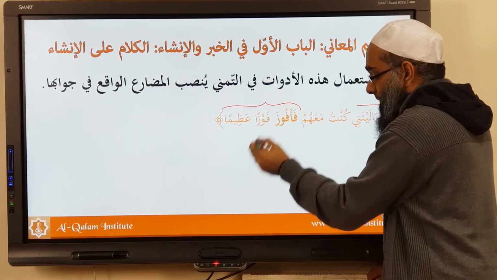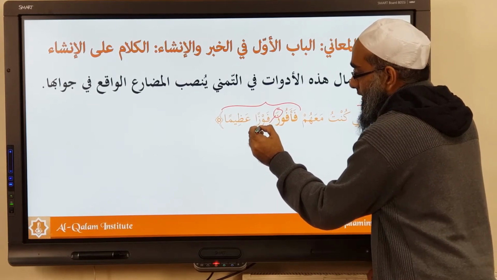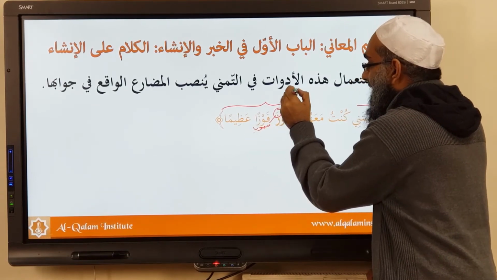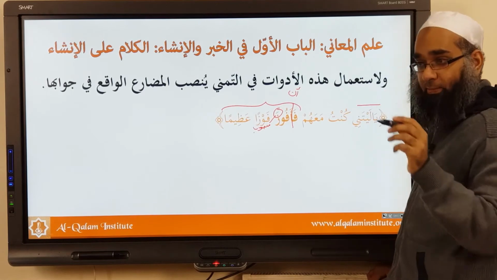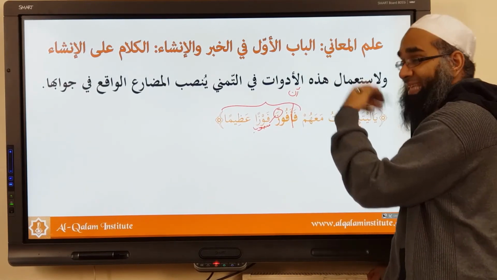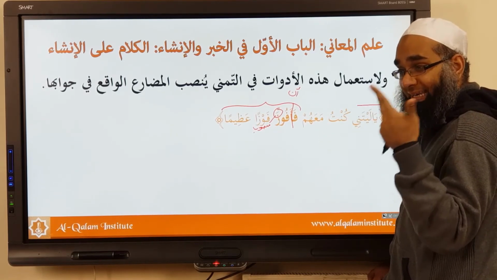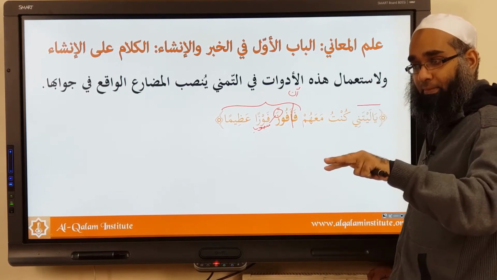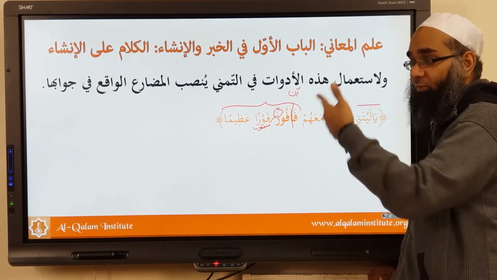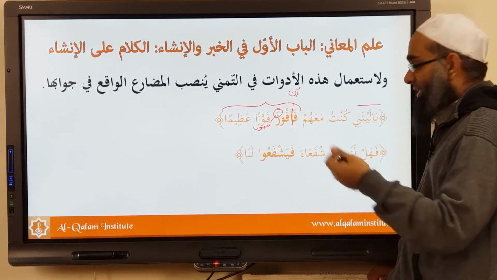And the mudari will be what? That will be mansoob, and we will say what? An an hidden here. Correct? This rule applies to laita. But for these other three particles, hal, law, and la'alla, if they're used for tamanni, then it will follow the rule of tamanni and have what? The mudari after will also be in what state? Mansoob state. For example, hal.